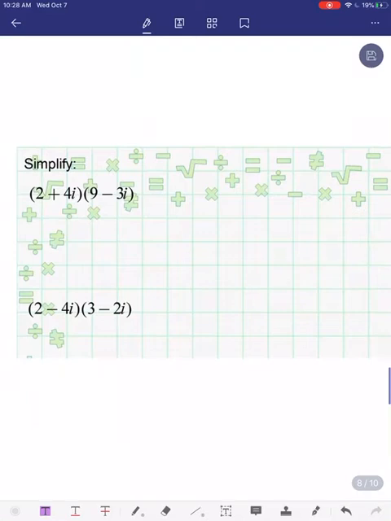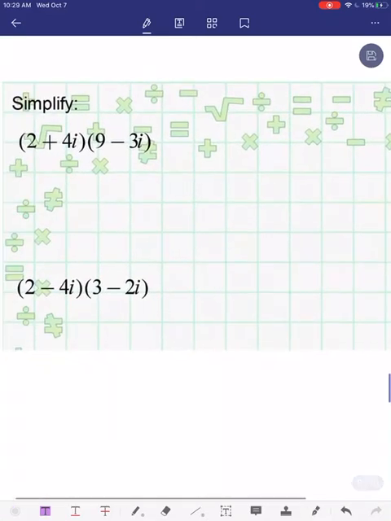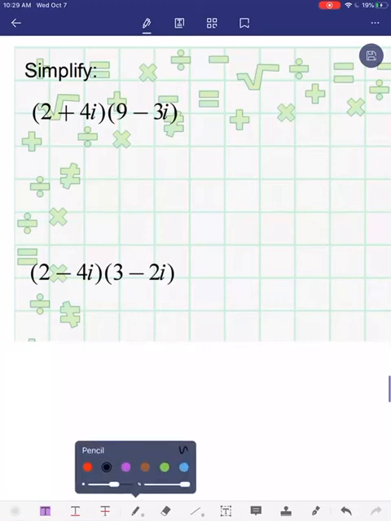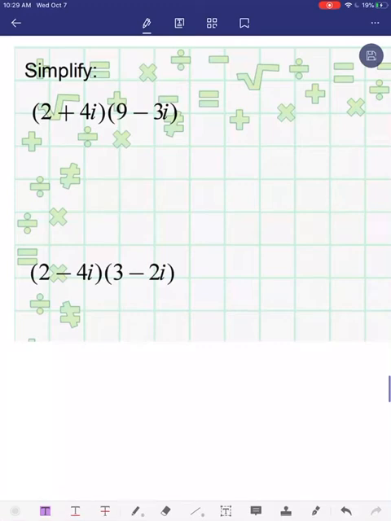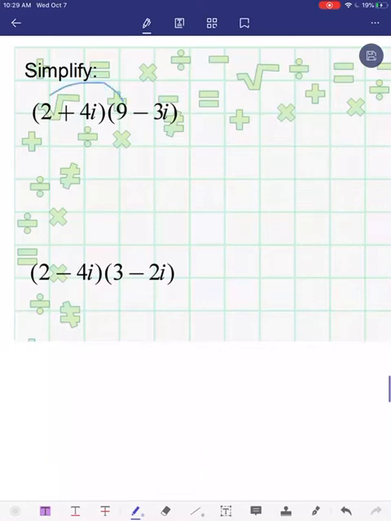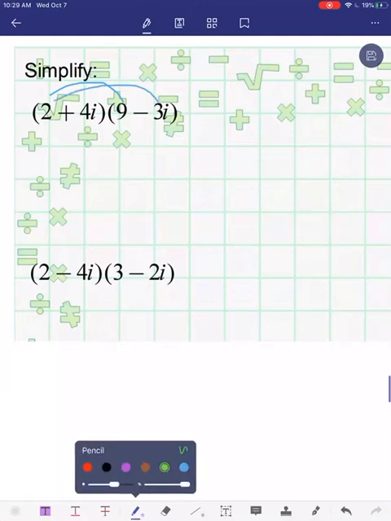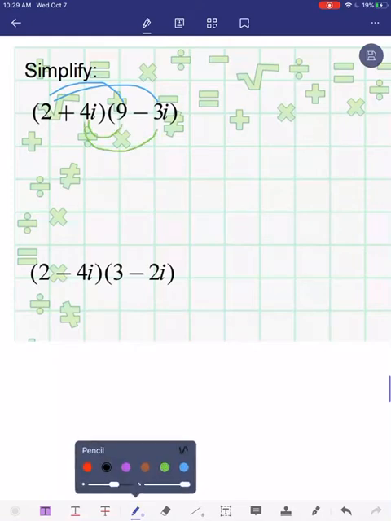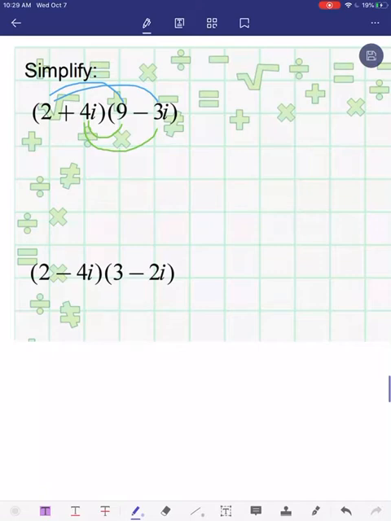Now with our multiplication, it's going to be very similar to when we just have a multiplication with our x's. So you're going to need to multiply it out. Many of you are used to the term FOILing, which is fine as long as we know what the process is. So we need to do 2 times 9 and 2 times -3. Then we also need to do 4i times 9 and 4i times -3i. The difference is going to be when we start trying to simplify. So let's write those out.